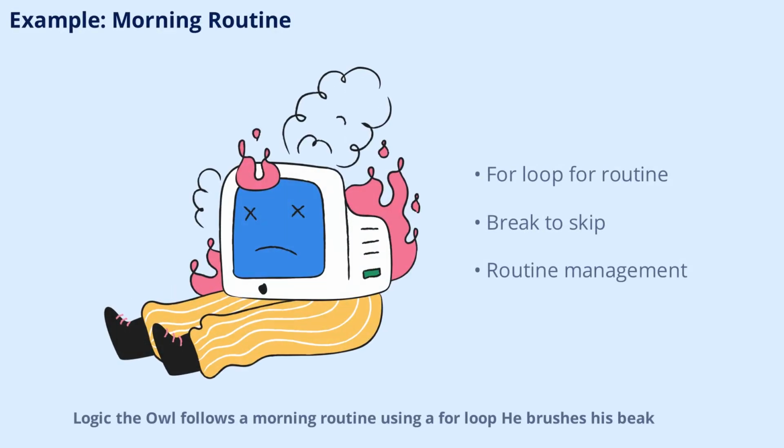Logic the owl follows a morning routine using a for loop. He brushes his beak, stretches, and eats breakfast. If he's running late, he uses break to skip the rest and hurry up. This shows how loops and jump statements help manage routines.